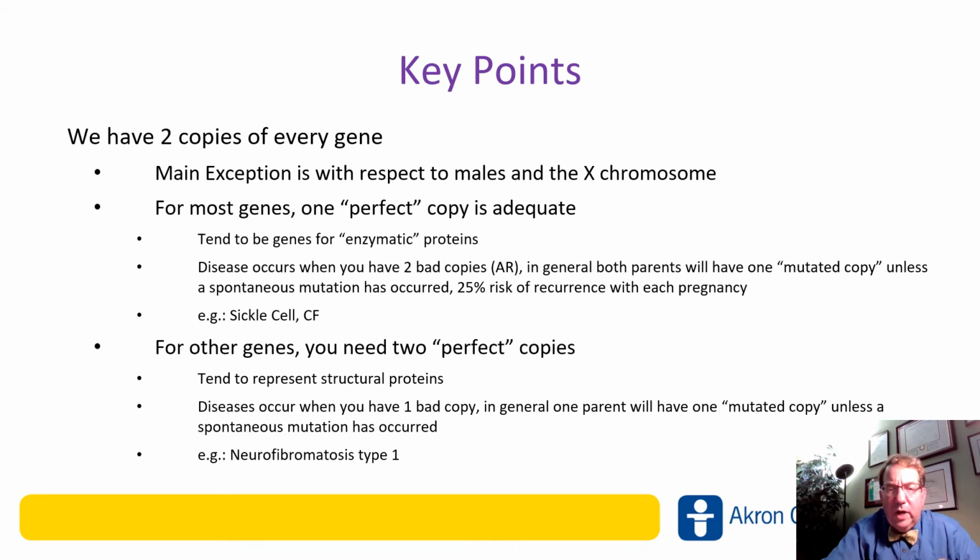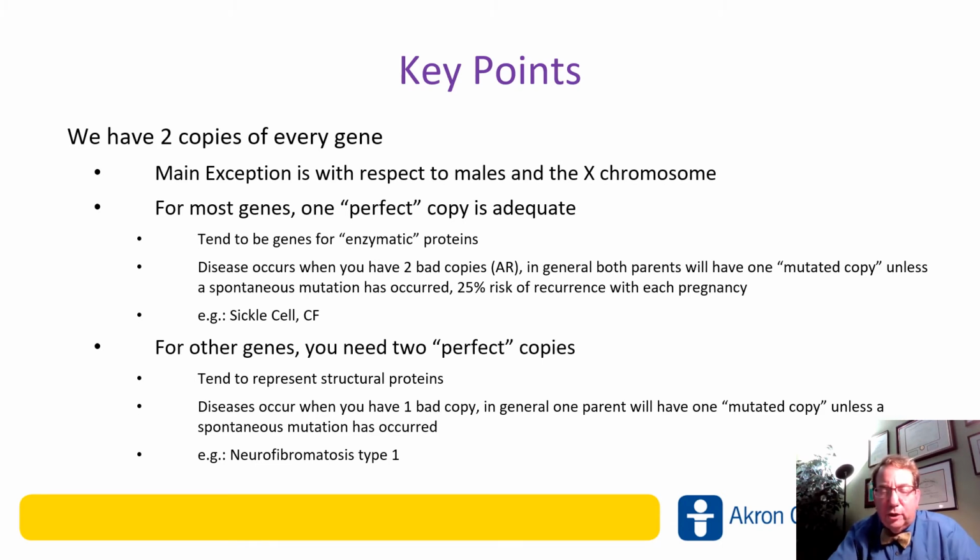So we have 2 copies of every gene. The main exception is with respect to males and the X chromosome. For most genes, 1 perfect copy is adequate. These tend to be genes that encode for enzyme proteins. And with enzyme proteins, if you have 50% normal amount of that enzyme, you'll live a healthy life.